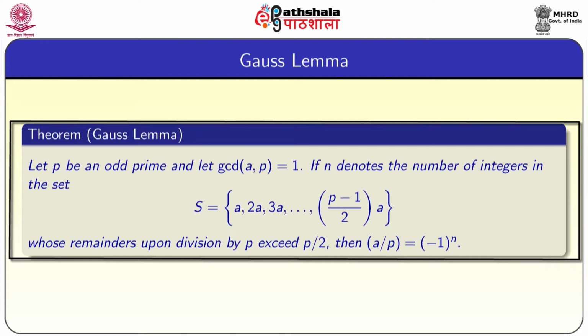We will repeat. Let p be an odd prime and gcd(a, p) = 1. Take the set S = {a, 2a, and so on up to ((p-1)/2)a}, divide all these numbers by p and take the remainders. If n represents the number of those remainders which are greater than p/2, then (a/p) is exactly equal to (-1)^n. So, it is a nice criterion to know whether a given a is a quadratic residue modulo a prime or not.